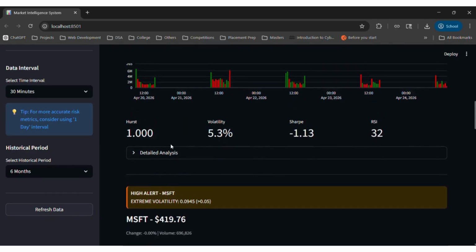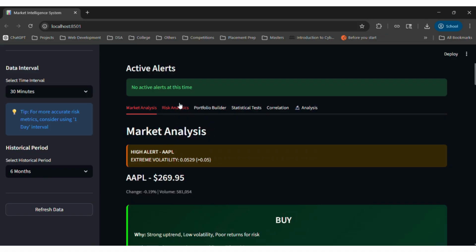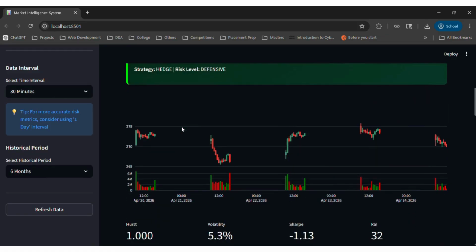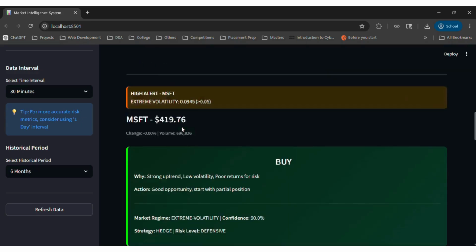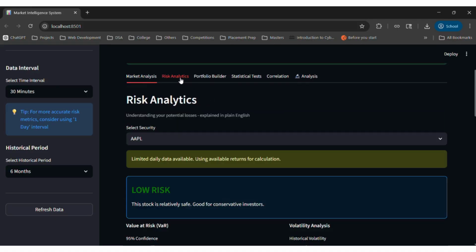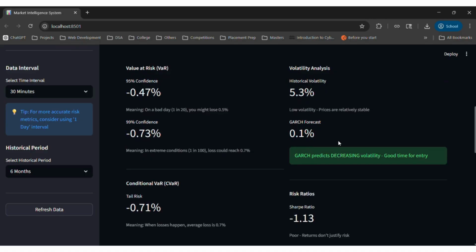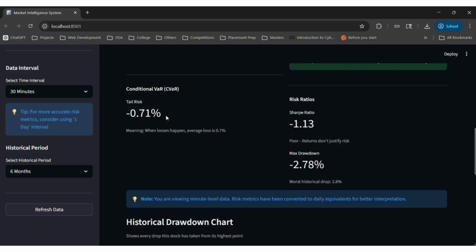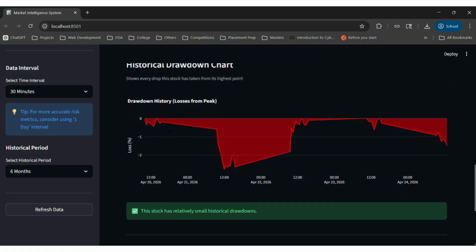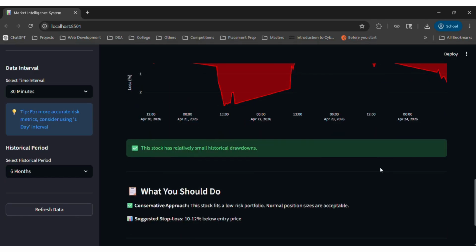And as we can see, the Hurst components and all the different market analysis metrics that we have used have changed. The risk analysis that we have done has also changed. The confidence has changed, the GARCH forecast has changed, the conditional value at risk has changed, the drawdown chart has changed. Because this real-time data analysis makes the system dynamic and responsive to market conditions.